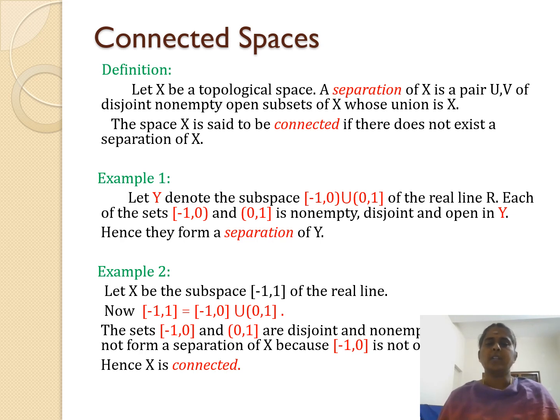The space X is said to be connected if it cannot be expressed as the union of two disjoint non-empty open subsets of X. That is, if X is not separated, then it is called a connected space.